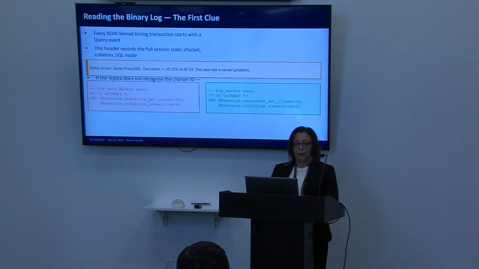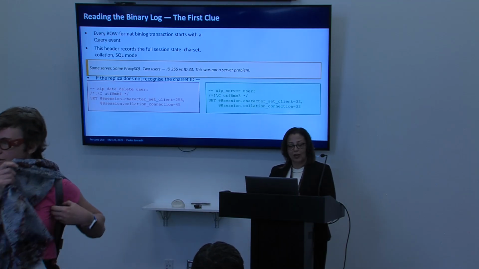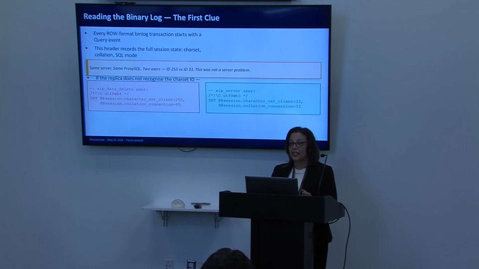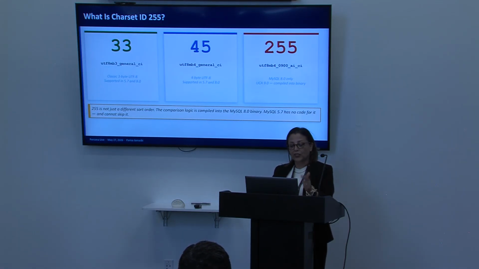What does it mean? It means MySQL 5.7 couldn't recognize the utf8mb4 from MySQL 8, which was 255 instead of 45, the general collation of utf8mb4. 33 means utf8mb3_general_ci, 45 means utf8mb4_general_ci, but 255 is a new embedded MySQL collation, which is utf8mb4_0900_ai_ci.